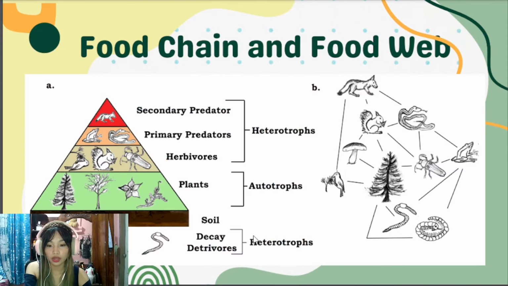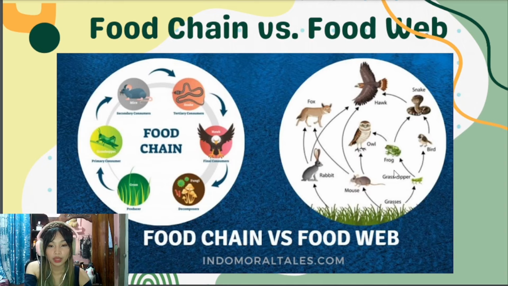So, ito yung example for food chain. Meron tayong decomposers, soil detritivores, plants, herbivores, primary predators, secondary predators. For food web naman, ito siya. Next is the food chain versus food web.